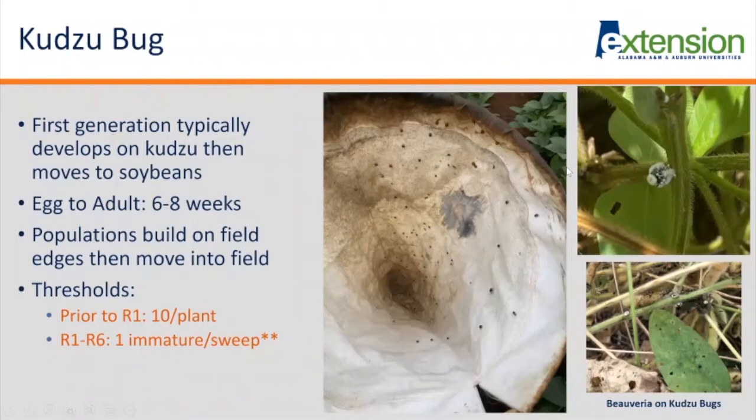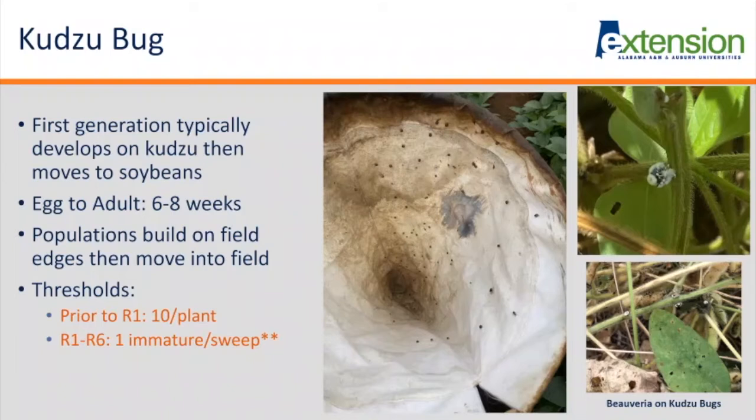Generally the first generation is going to develop on kudzu before it moves into soybeans. So that's kind of where they're coming from. The kudzu is a pain for a lot of reasons, and these new pests are certainly one of them. From egg to adult can take them anywhere from 6 to 8 weeks, depending on temperature and things like that. Generally, they build up on field edges before they move into the field, so it's important when we're scouting that we're not just looking at the first 10 rows. We're moving into the field and making sure that they're widely distributed.